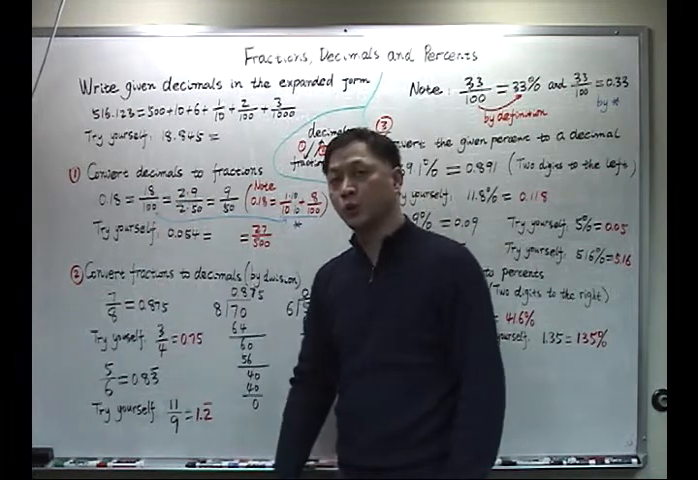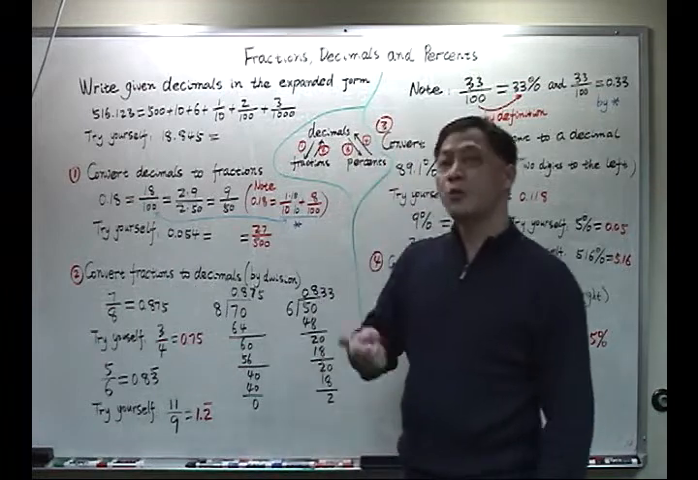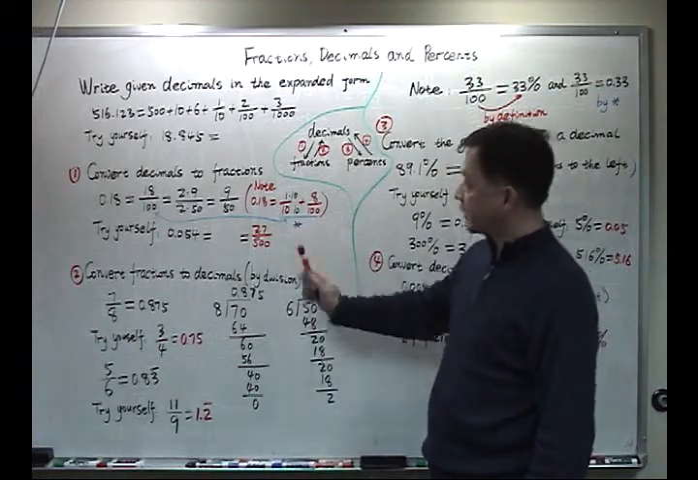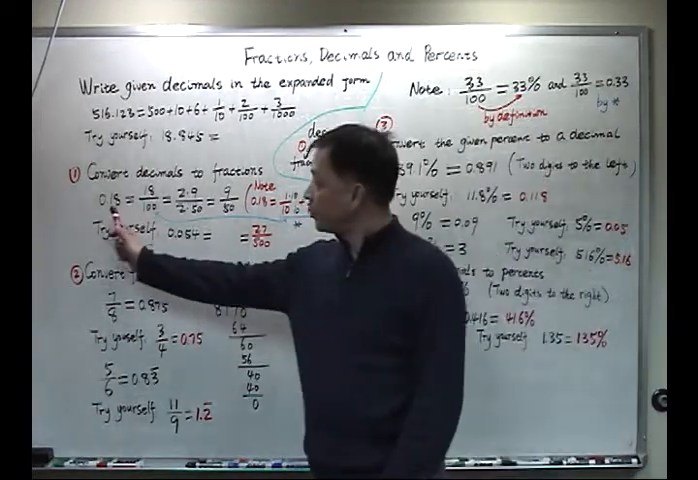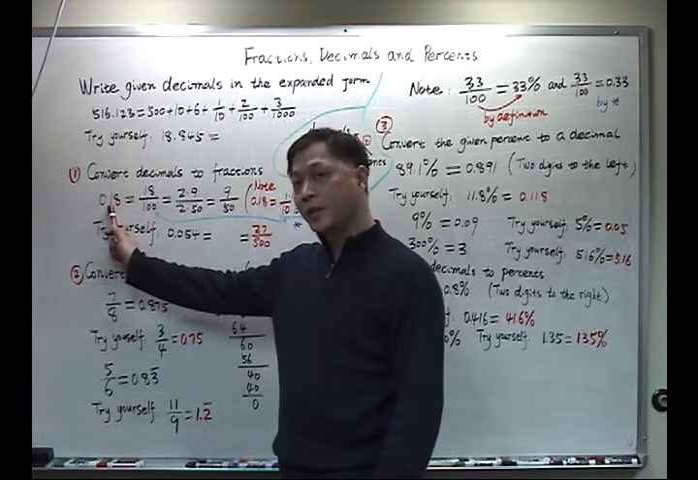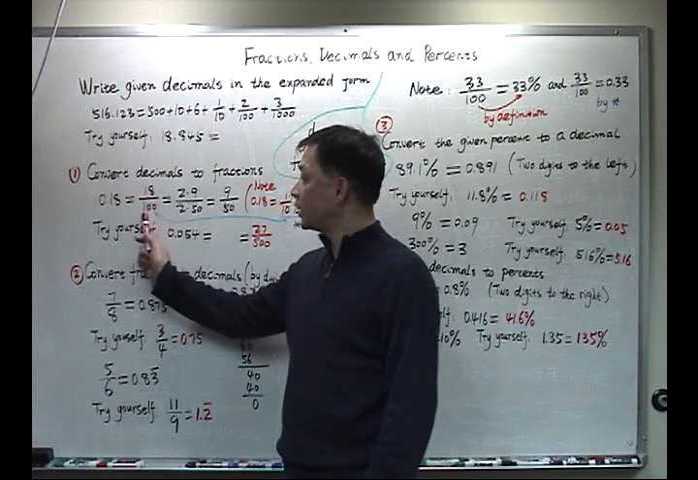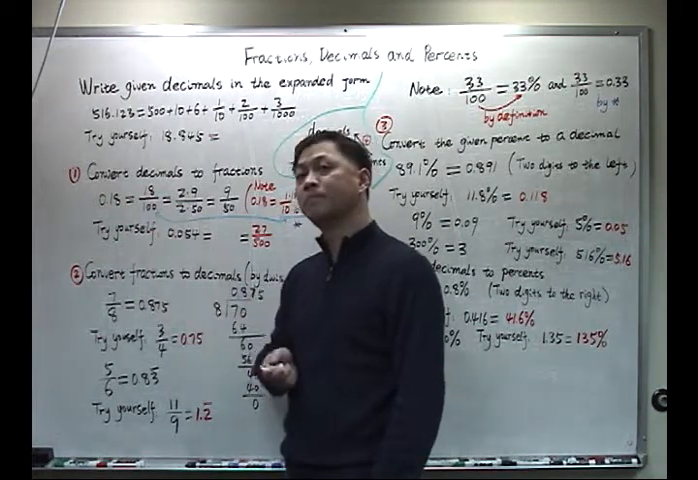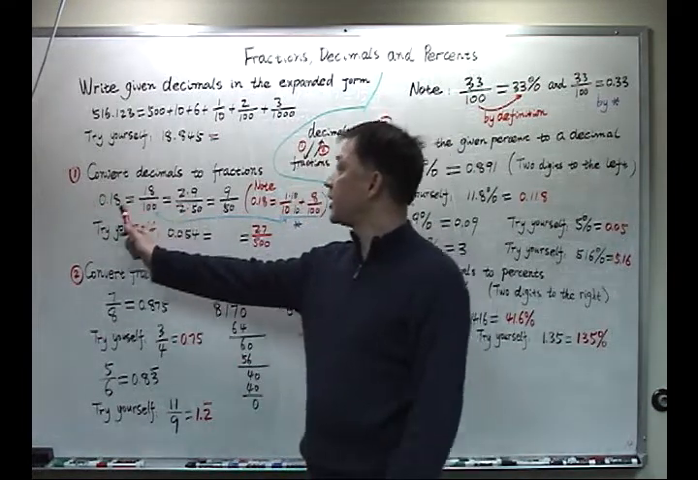So later on we don't go through this process. We see 0.18. There are two digits after the decimal point. So you put 100 here, two zeros after 1. And upstairs is just 18.